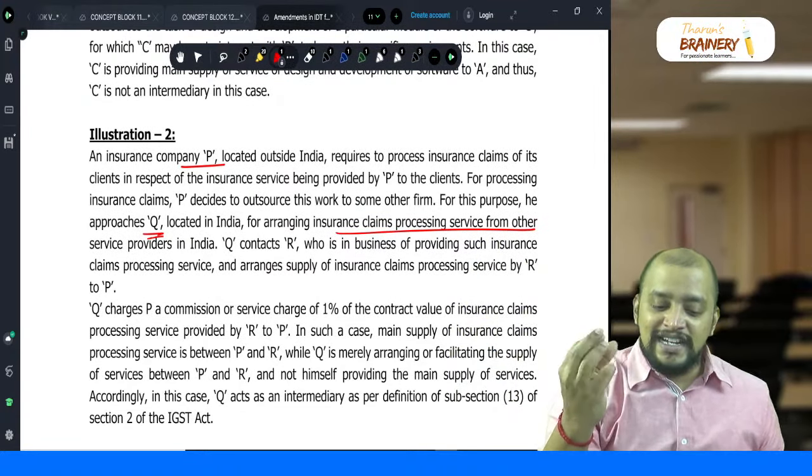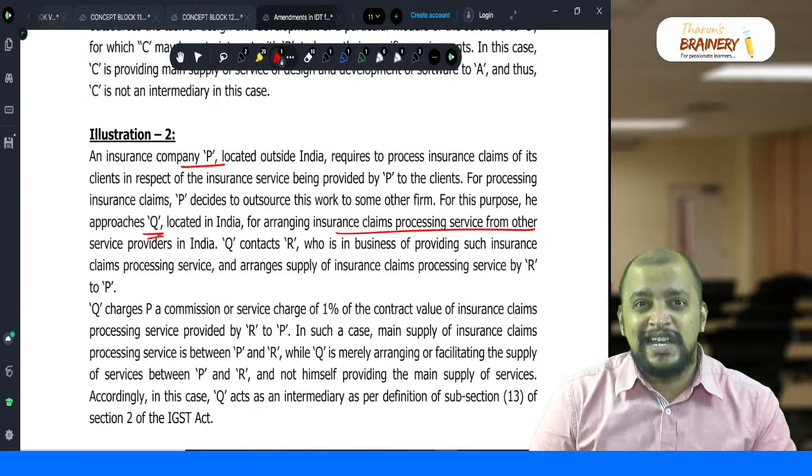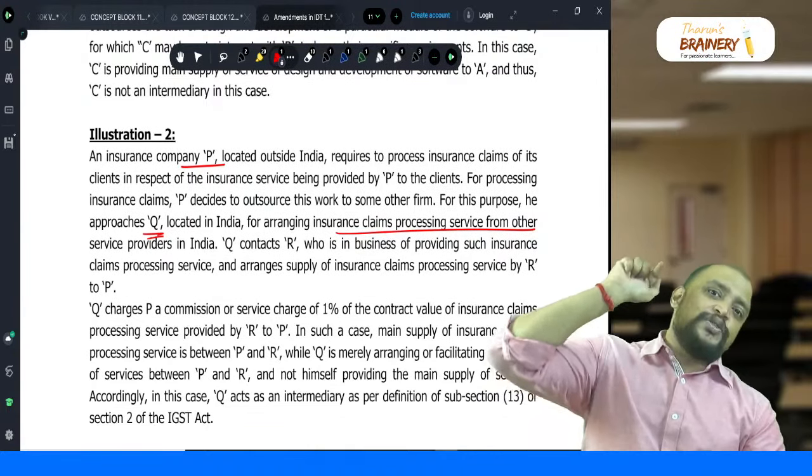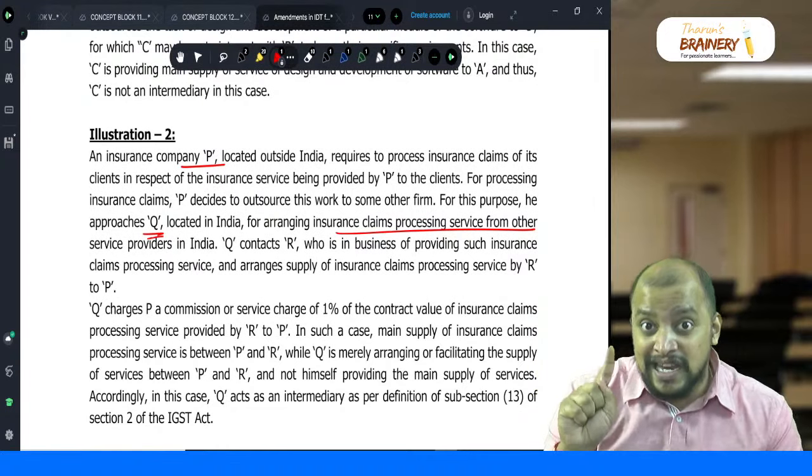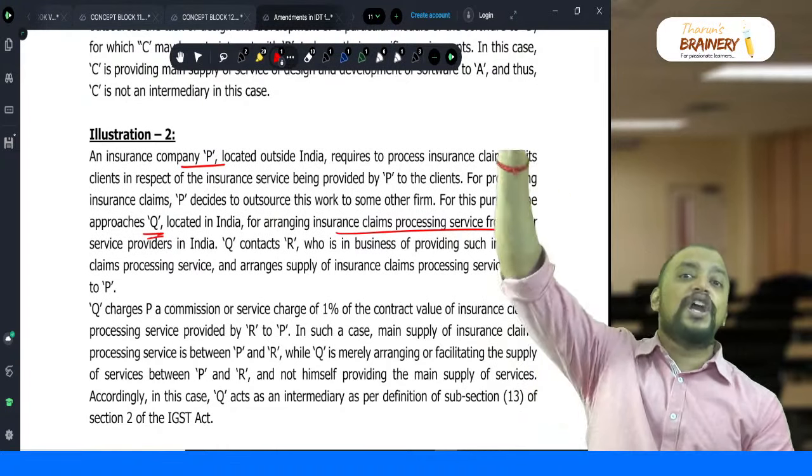Now Q is an intermediary. How, sir? Q is an intermediary. Q is not doing the outsourced work. Q is identifying the person who will do the outsourced work.